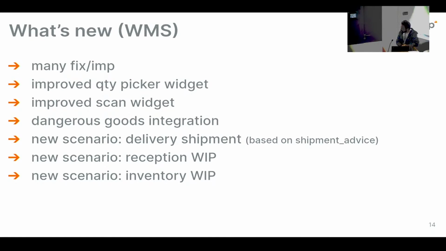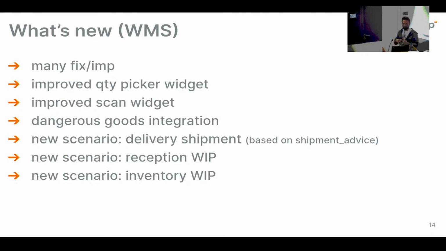On the WMS side, a lot of fixes. We improved the quantity picker widget. In case you don't know, it's a kind of advanced quantity selection. So especially if you use packagings, the quantity is automatically divided in packaging. So you can play with the packaging quantity, and you're going to get the automatic computation of the real quantity that you're going to pick.